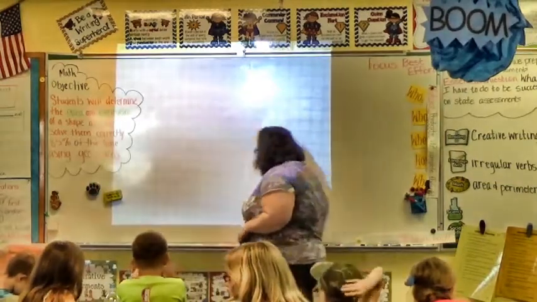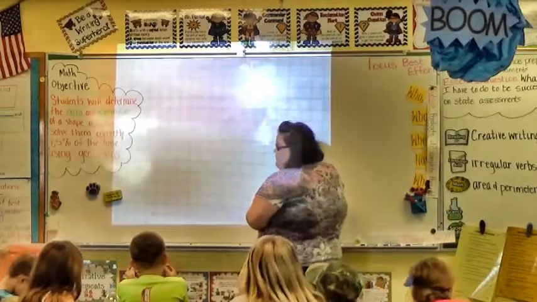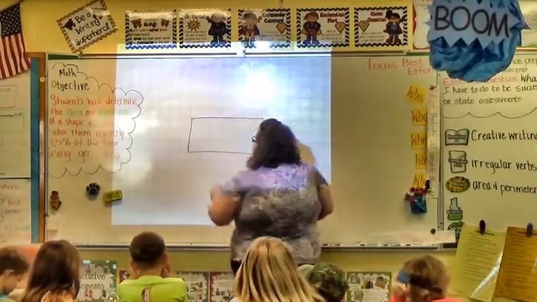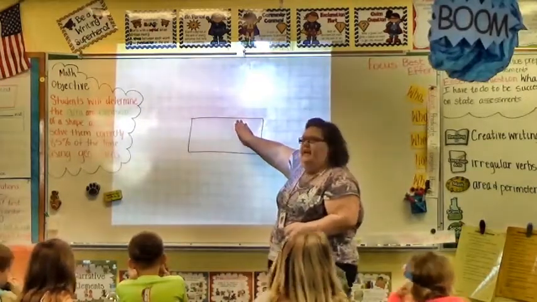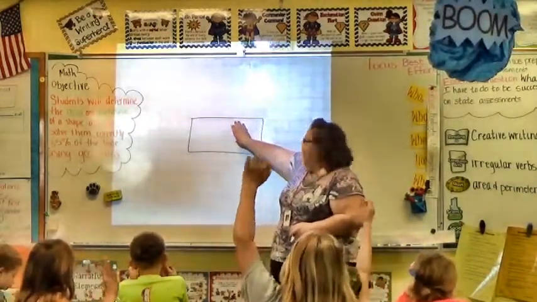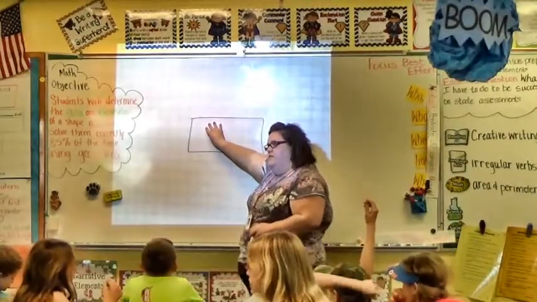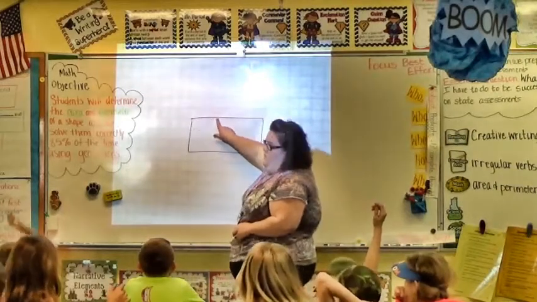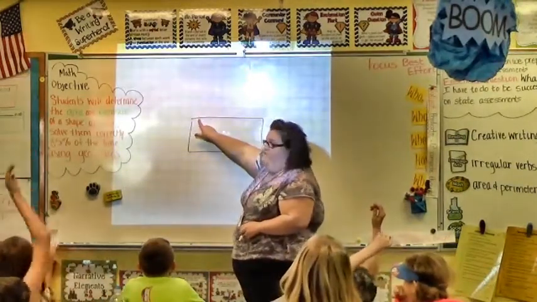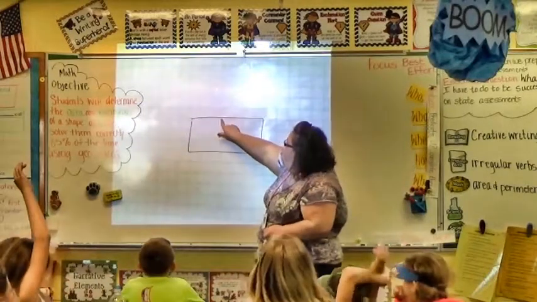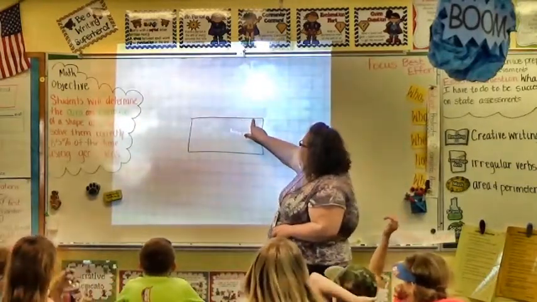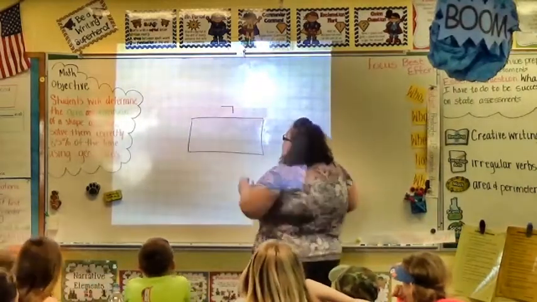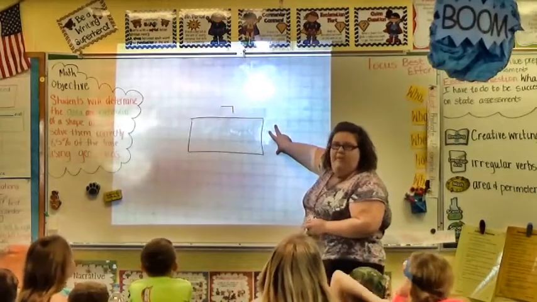Okay, so if I gave you guys a shape like this, how would I find the length of this side? Colton, do you know how I would find the length of this side? Could I measure? All right, can we count the vertices? 1, 2, 3, 4, 5, 6, 7. So what is our length? 7. And is this a rectangle? Yes. What do we know about rectangles?